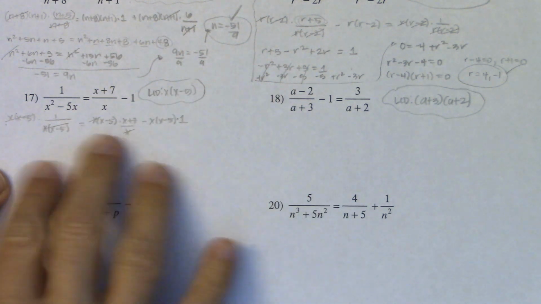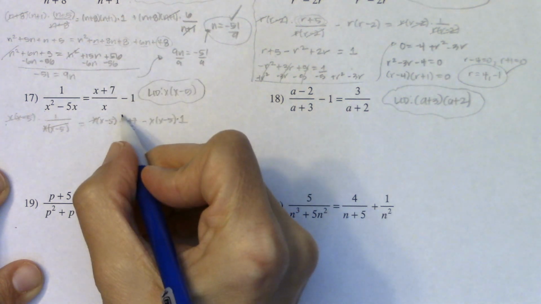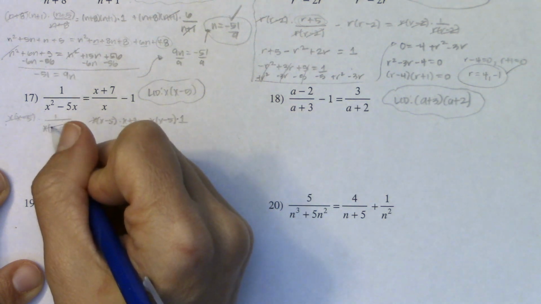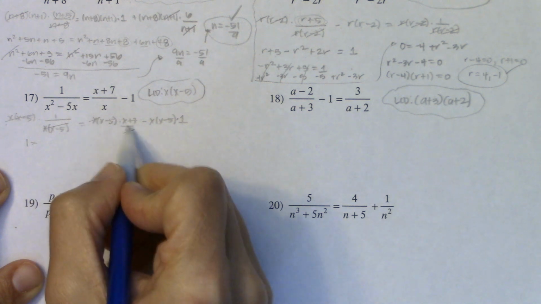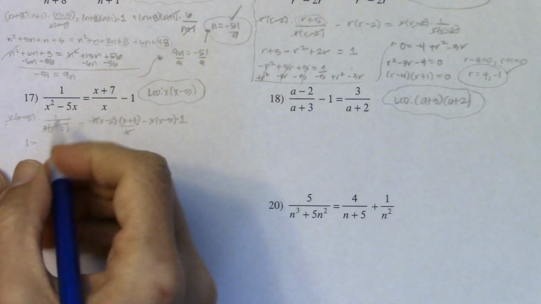And for the sake of saving space, I'm just going to talk about my next steps, and then I'm going to write it. So what I mean by that is I'm going to have a 1 on this side because everything canceled. But here, the x's cancel. You can see I have x minus 5 times this binomial of x plus 7. I'm going to FOIL this.